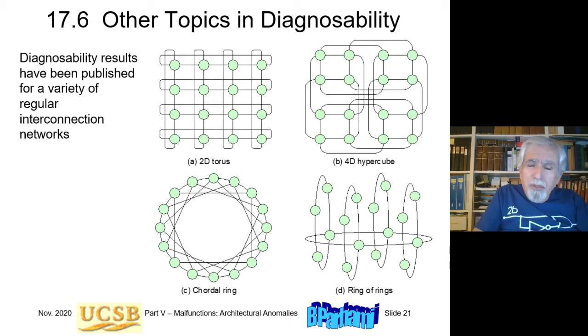There's a bunch of papers in the literature that deal with diagnosability of well-known architectures, regular or irregular. And you can look these up. For example, if you're using a circulant ring, then you can look up in the literature to see what people have discovered about the diagnosability of circulant rings or hypercube or torus networks and so on.